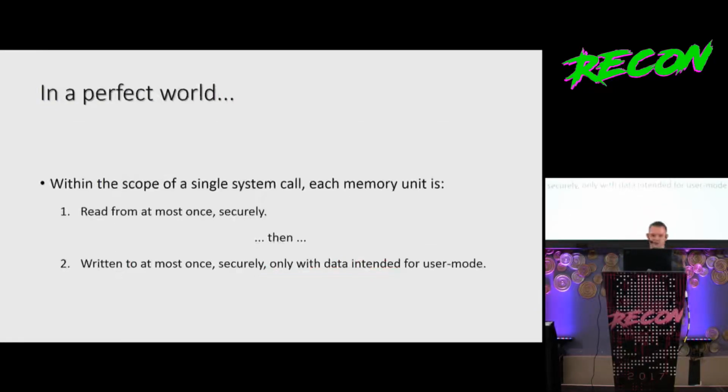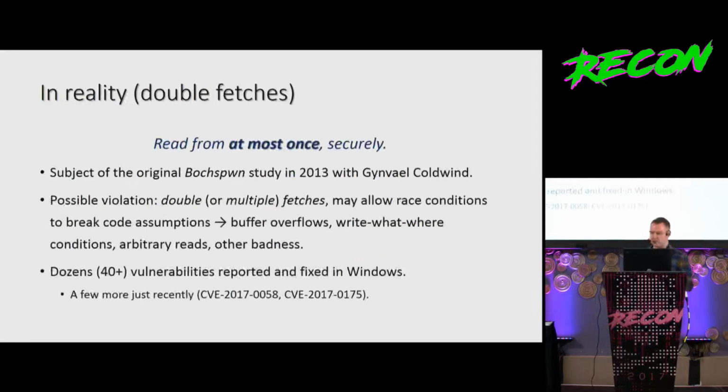So yeah, on a more general level, in a perfect world, we can imagine that within the scope of a single system call, each memory unit should be first read from at most once in a secure way, and then after the system call performs its logic, it should be written to again, but only once in a secure way, and only with data that is intended for user mode. So this is the perfect reality, but you know how life is. So there are tons of ways to violate all of these assumptions that I listed.